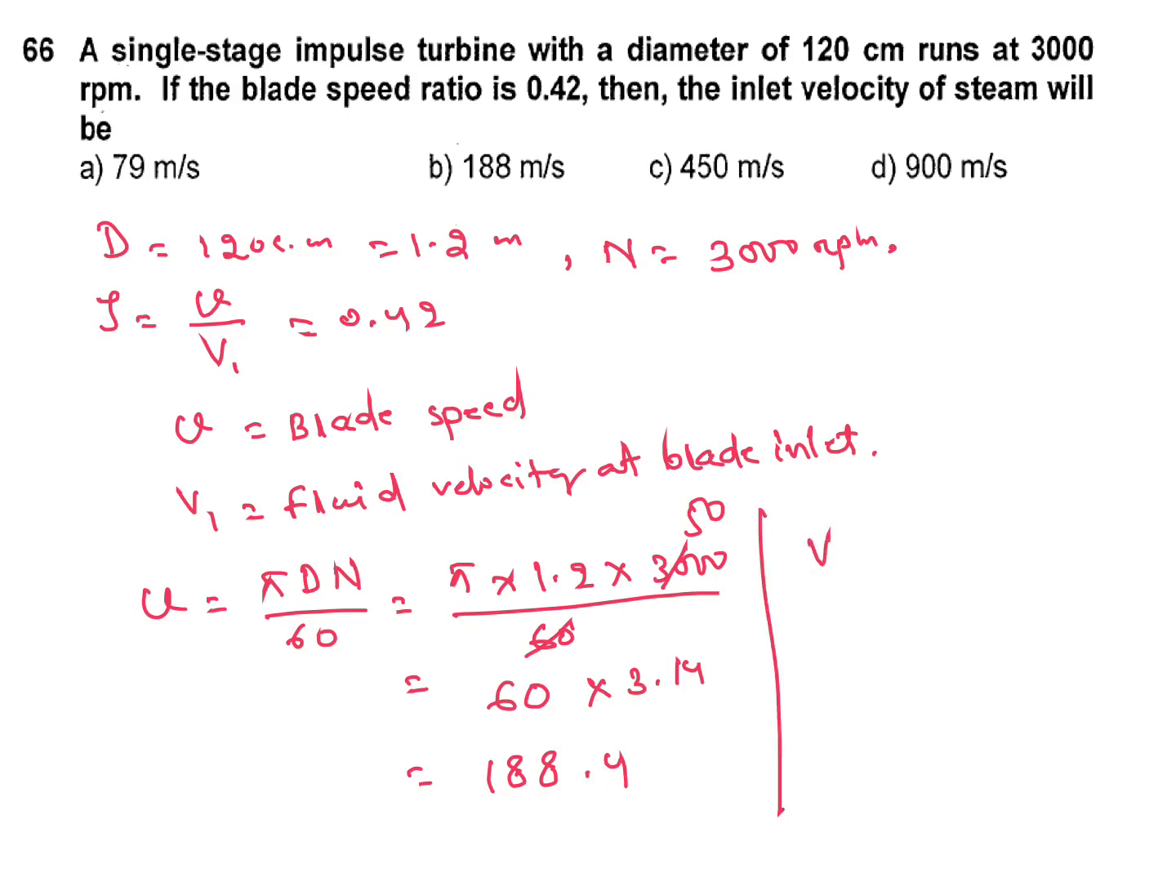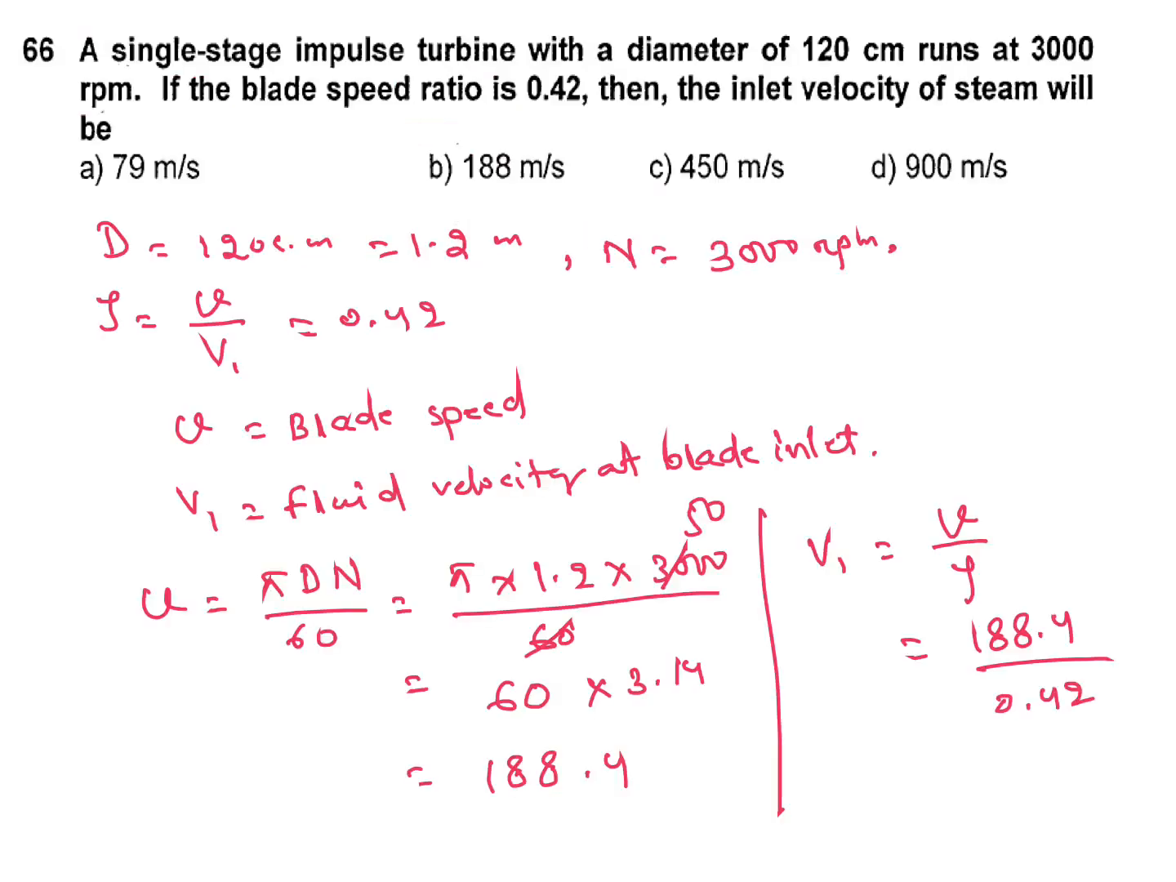V1 equal to small u by rho. Small u is 188.4 divided by 0.42. So V1 equal to 188.4 by, let it be 0.4. So it will come around 471 meter per second.